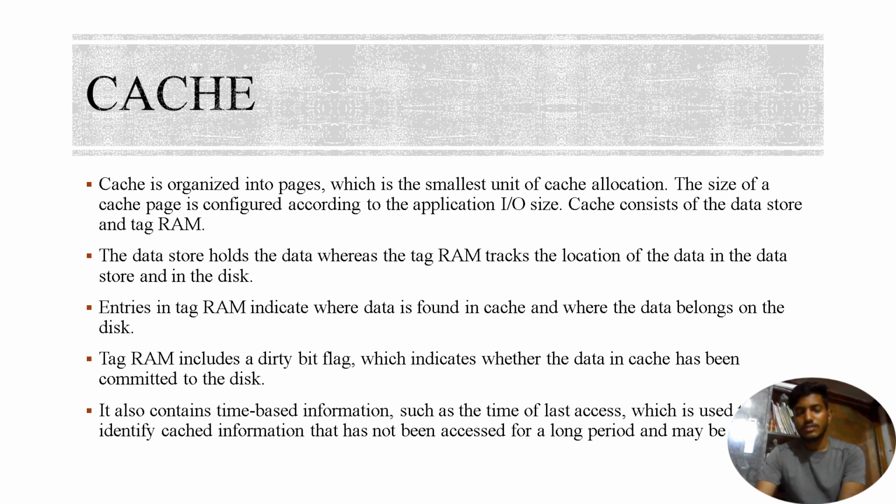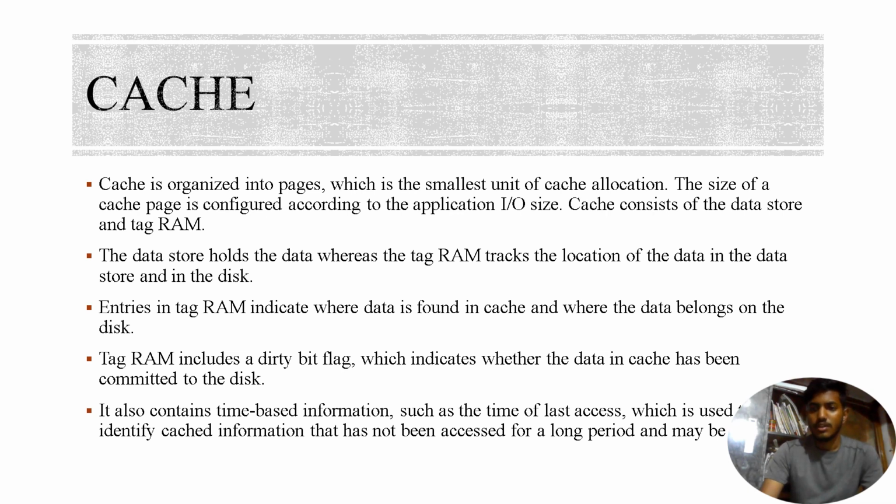Cache is organized into pages, which is the smallest unit of cache allocation. The size of the cache page is configured according to the application's I/O size. Cache consists of the data store and the tag RAM. The data store holds the data, whereas the tag RAM tracks the locations of the data in the data store and in the disk. Entries in the tag RAM include where data is found in cache and where the data belongs on the disk.